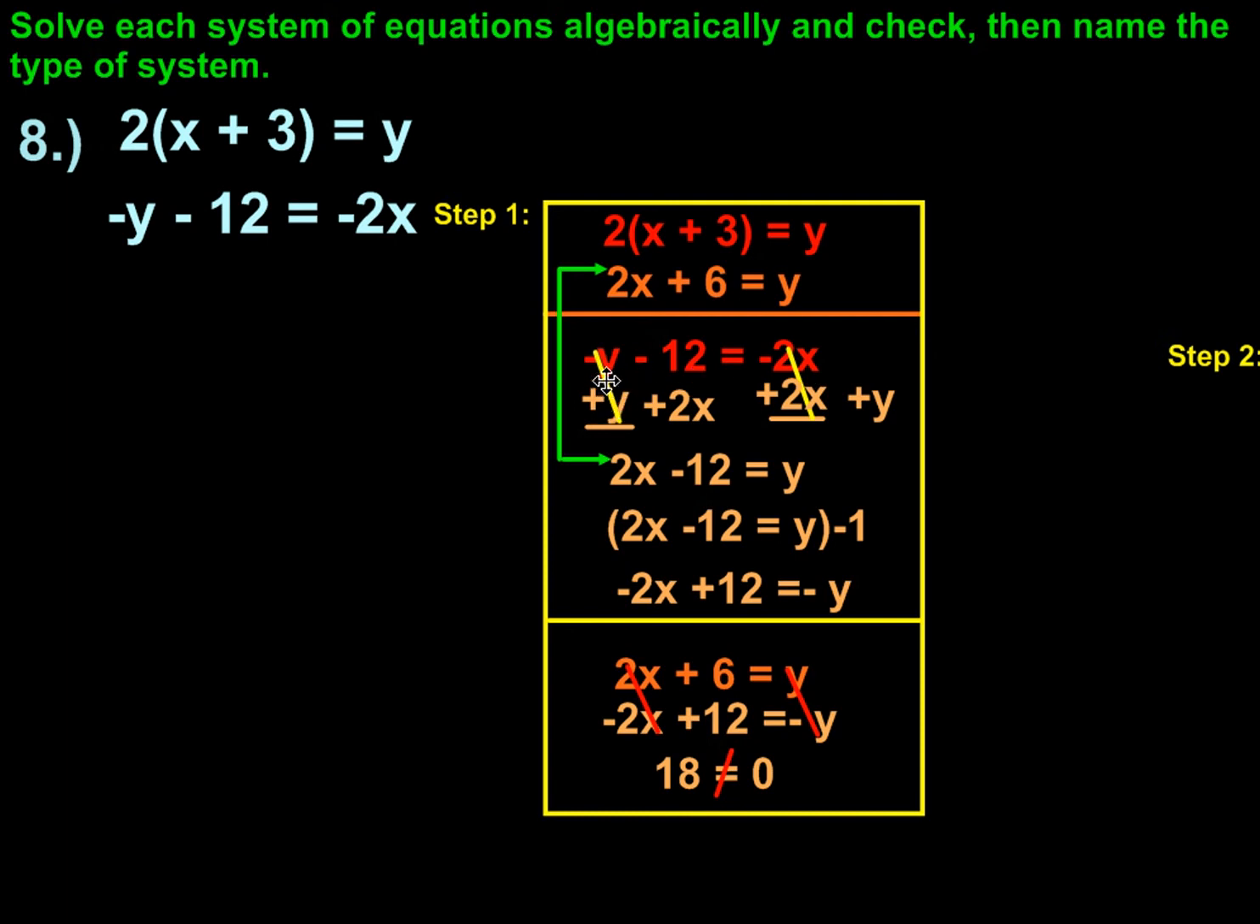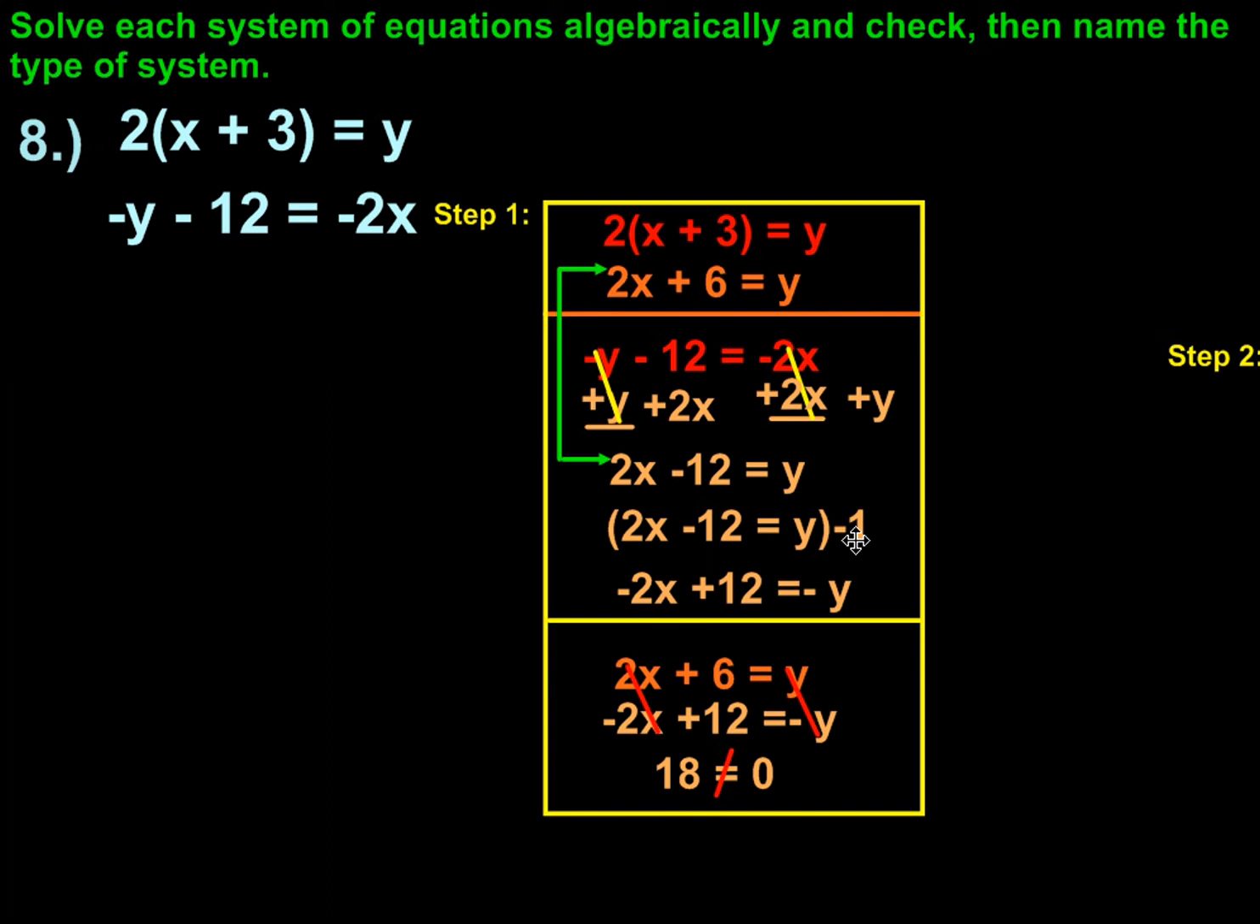The next problem, to get it into the right format, is going to be a little bit more difficult. I have negative y minus 12 equals negative 2x. Well, if I add 2x to both sides and add y to both sides, that gets me 2x minus 12 equals y. And that is in the same format as the one up here, which means these two I can work with. Now the only problem I have at the moment is my 2x. They're both positive. So I need to take one of them and turn it negative. So I'm going to take this one.